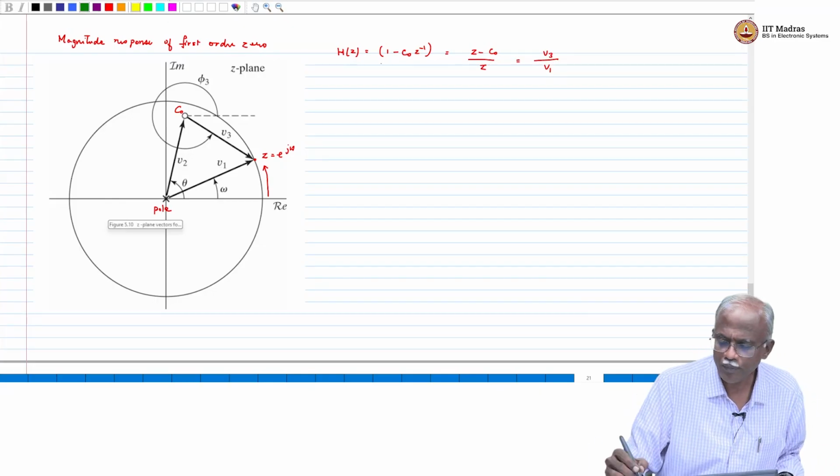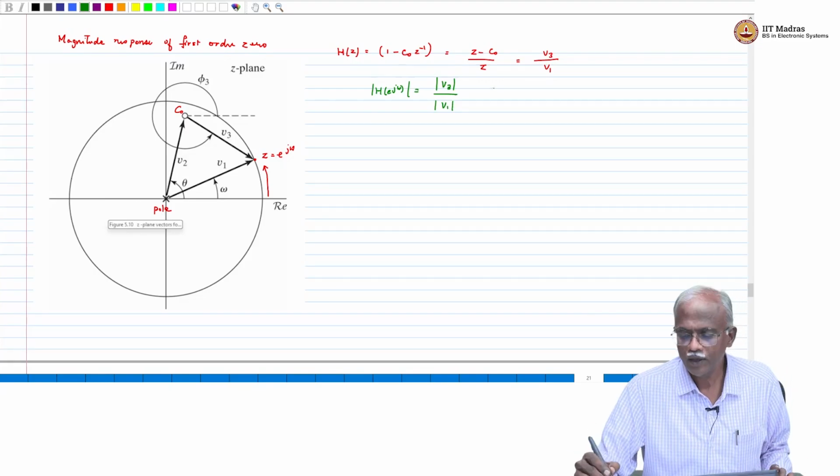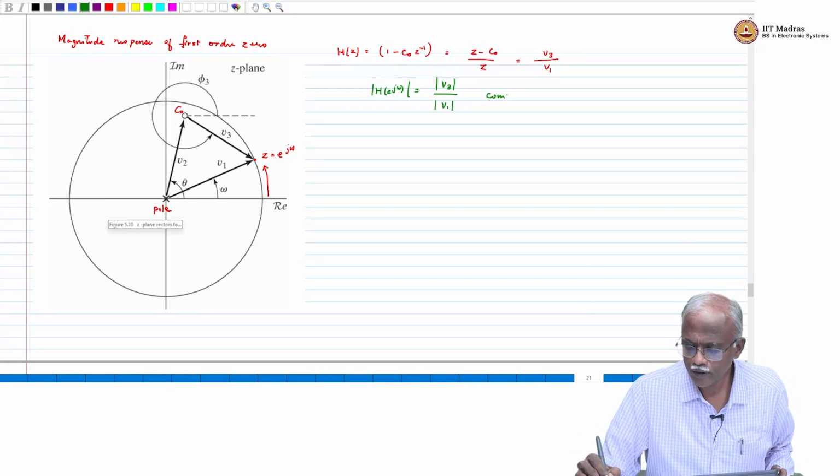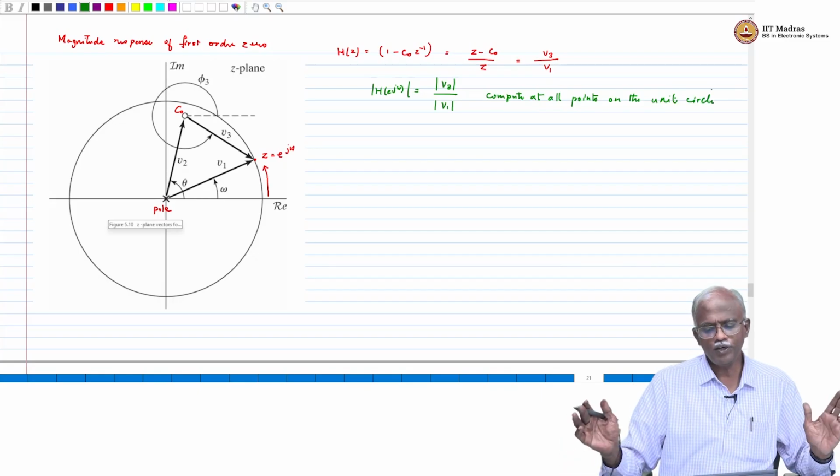So if you now tell me compute the magnitude response, then what I will do is I will say at every point on the unit circle I will compute what is v3 and I will compute what is v1. Okay, compute at all points on the unit circle. Okay, I hope you are comfortable with it.